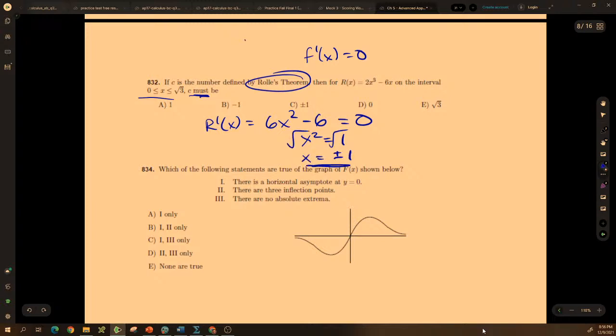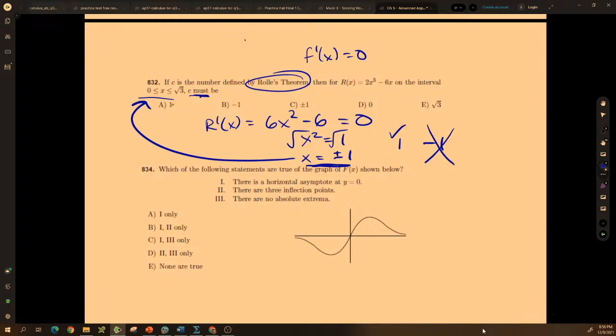Now, this is where I'm going to worry about the interval. I need to think about, is positive 1 inside that interval? Yes, it is. Is negative 1 in that interval? No, it's not. So C is wrong because negative 1 was not in my interval. The answer is just positive 1.